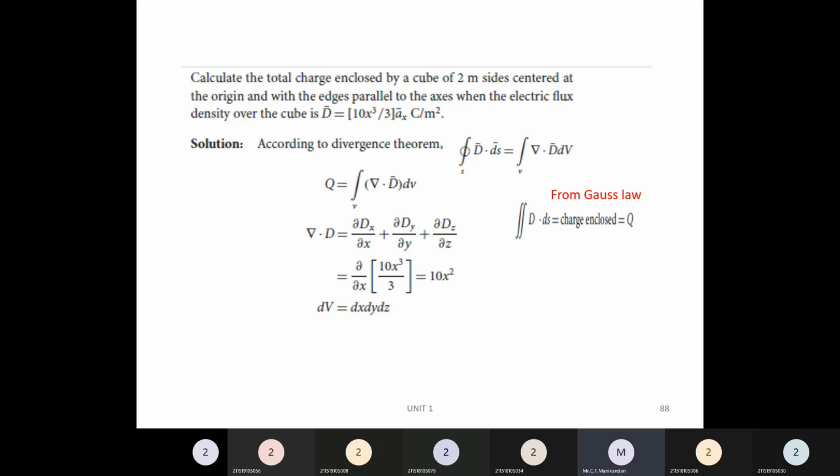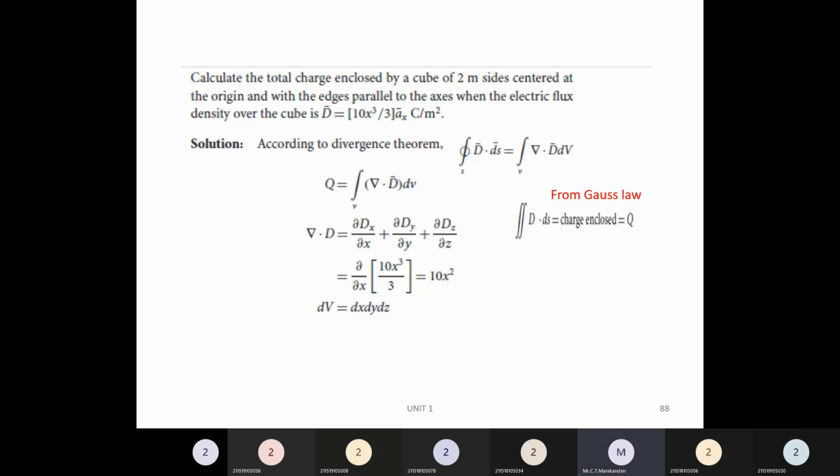Double integral of D dot ds equal to Q. If you substitute that also, it will be fine. Then del dot D means divergence. Seeing the system, you can find it is a Cartesian system. In the last class I took you through the very important concept of different coordinate systems: Cartesian, cylindrical, and spherical.